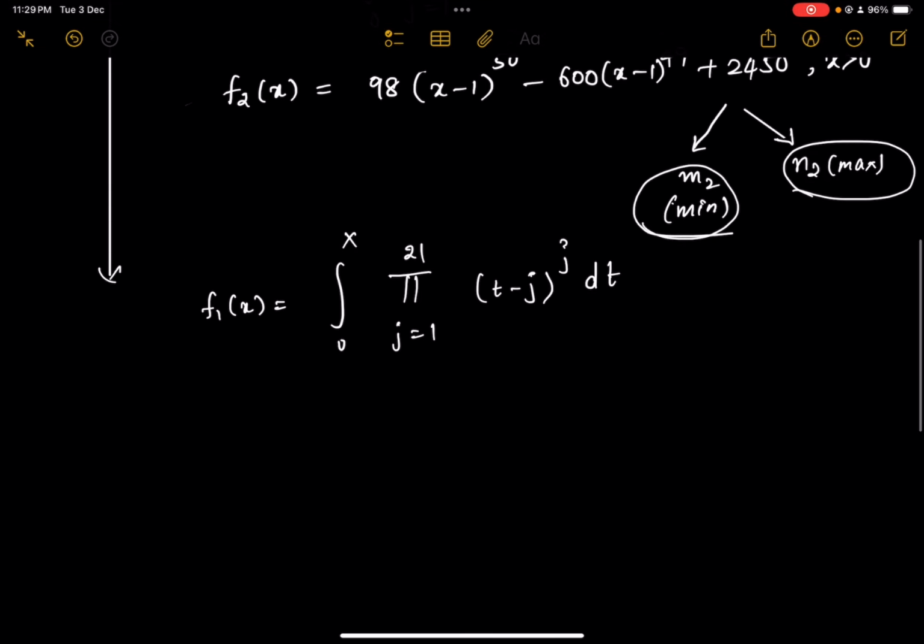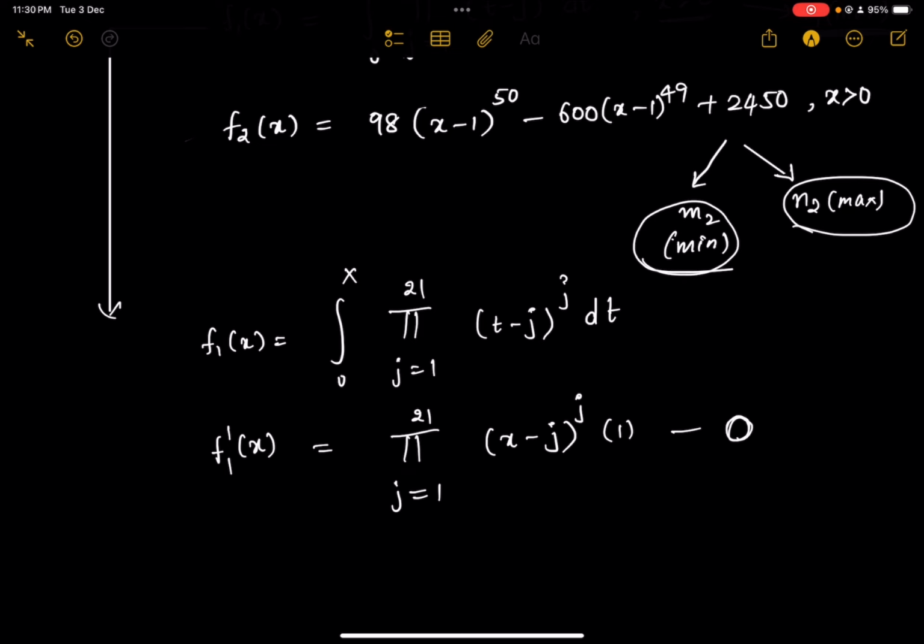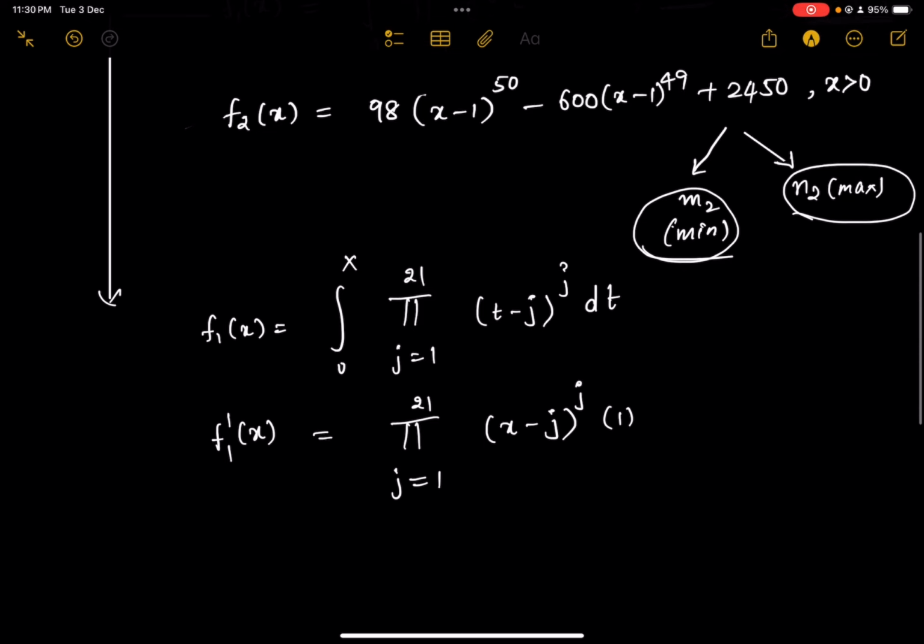All right. Now to find out local minimum and local maximum, we have to differentiate this function. So differentiate this on both sides. F1 dash of x. So when you have to differentiate the integral, you have to use Leibniz rule. So first put the upper limit in place of t and take the derivative of the upper limit, which is 1, and then put the lower limit and take the derivative of the lower limit. We have to subtract that. Derivative of lower limit is 0. So this is the differentiation.